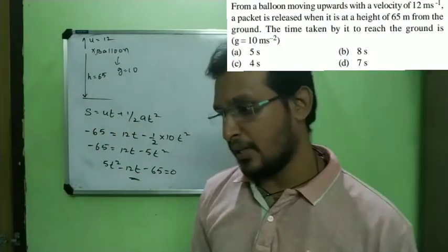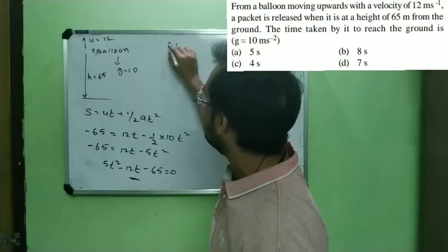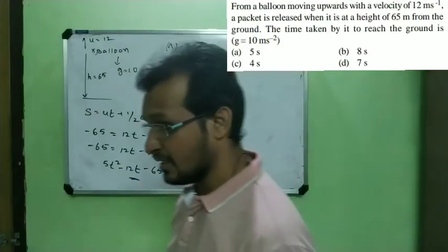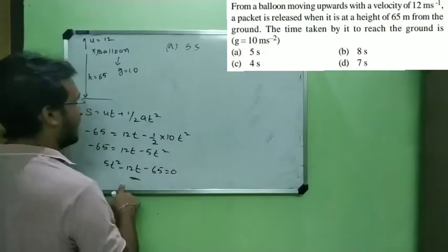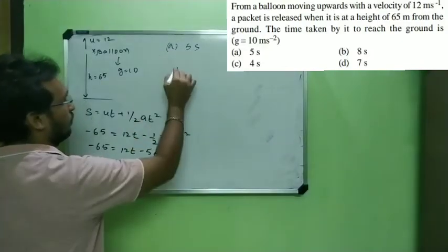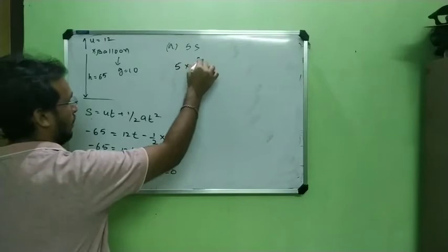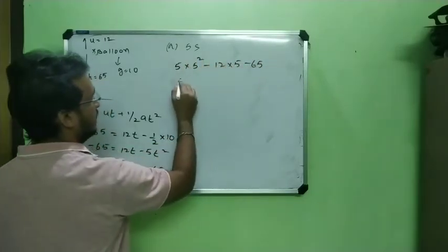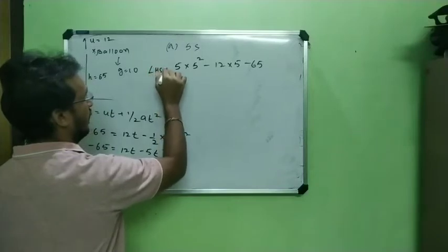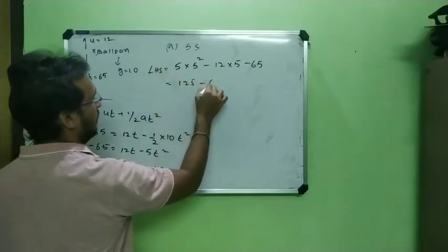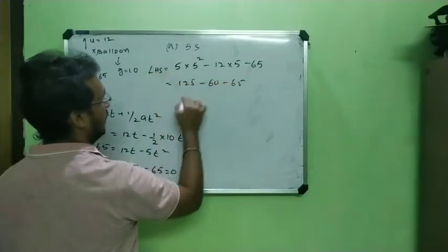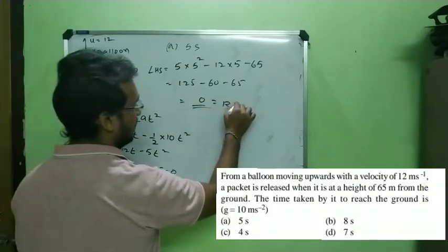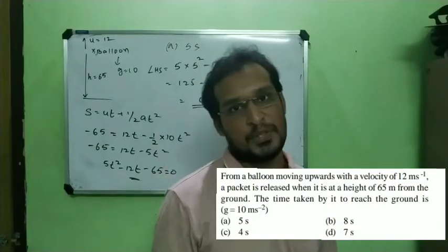That's all. But instead of solving, what is option A given as? Option A is 5 seconds. T is given as 5 seconds, so we can directly put the value of t and find the answer. If I substitute t equal to 5, it will be 5 into 5 square minus 12 into 5 minus 65. This is LHS. That is equal to 125 minus 60 minus 65, equal to 0, equal to RHS. So the option satisfies, so the answer is option A.